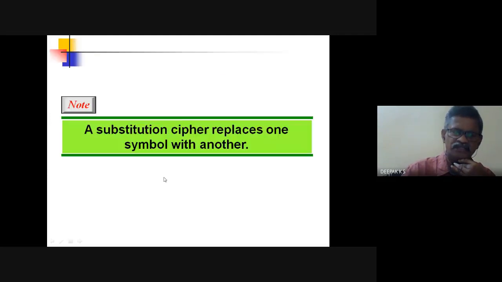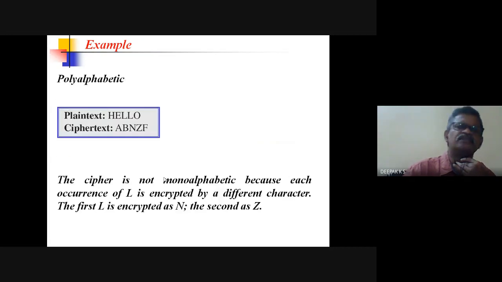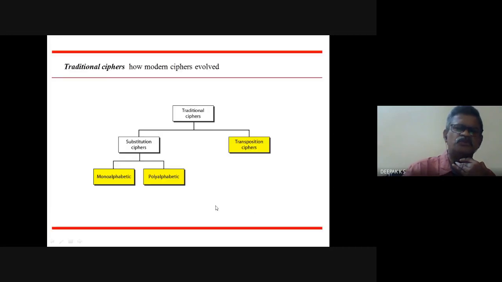However, in the other one, you have a different substitution. Here, one L is substituted by one character, another L is substituted by another. So L is encrypted by different characters: the first L is encrypted as N, the second as Z. Basically, you have some mapping so that others don't understand. Here both L's are substituted with the same letter; here it is different. So we need a rule for that.